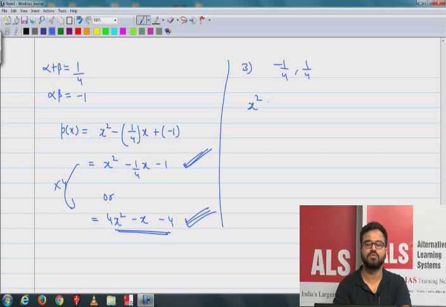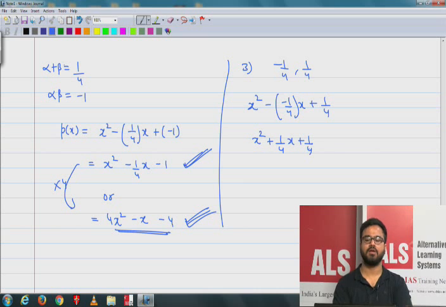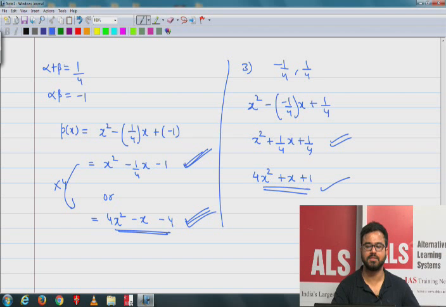So it will be x square minus of minus 1 by 4 x plus 1 by 4. Now it will be x square plus 1 by 4 x plus 1 by 4. Now either you can leave your answer up to here, this is also correct, or you can multiply the complete polynomial by 4. So you will get 4x square plus x plus 1. This is also your polynomial, right?